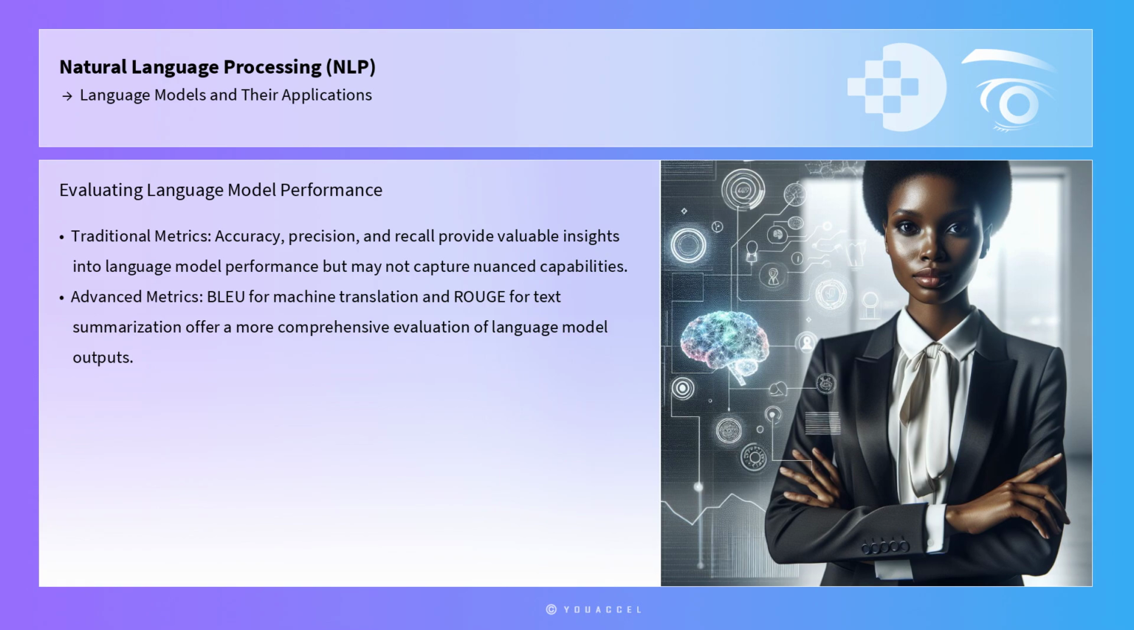The deployment of language models also necessitates robust evaluation metrics to assess their performance accurately. Traditional metrics like accuracy, precision, and recall provide valuable insights, but they may not capture the nuanced capabilities of language models. Advanced metrics such as BLEU for machine translation and ROUGE for text summarization offer a more comprehensive evaluation of language model outputs.